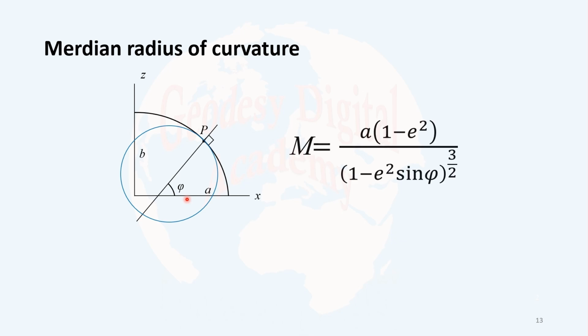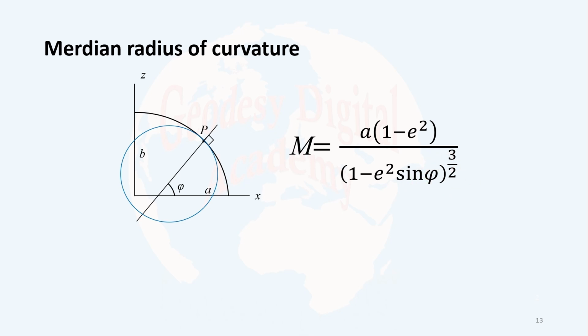There is a mathematical proof behind it, but if you are interested in that, look at the lecture note or look at the references. But simply you can compute this meridian radius of curvature by having the semi-major axis of the ellipsoid, the first eccentricity, and the geodetic latitude.